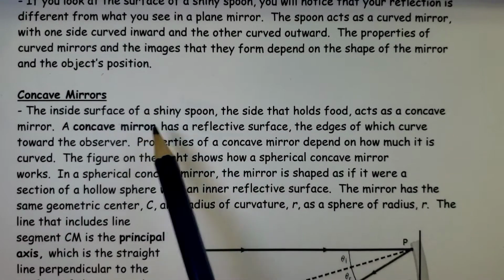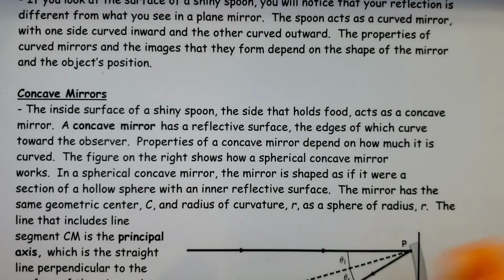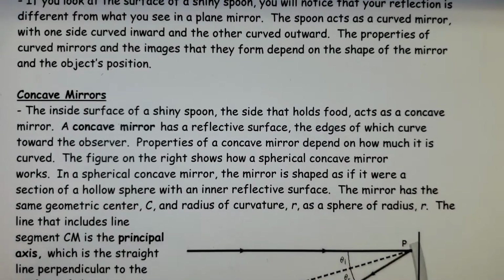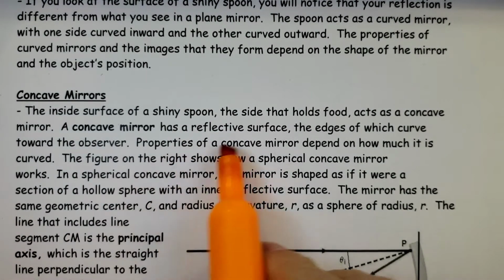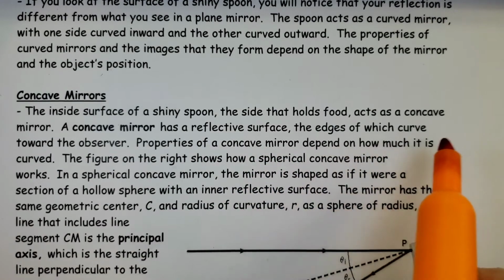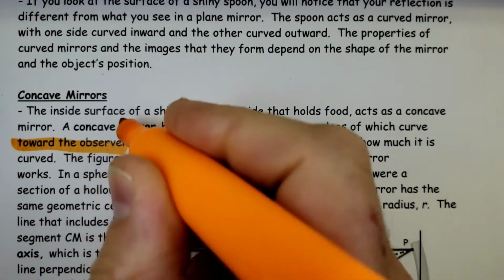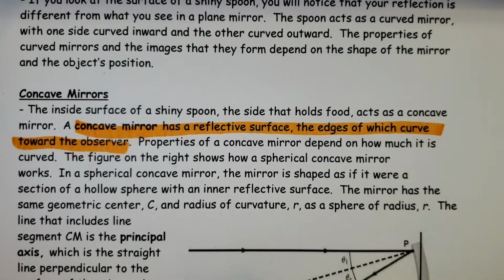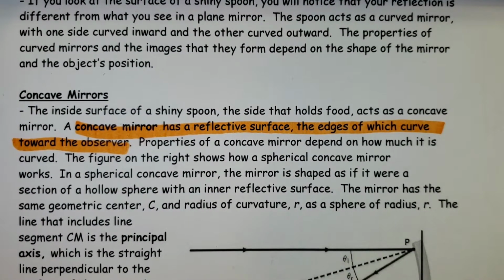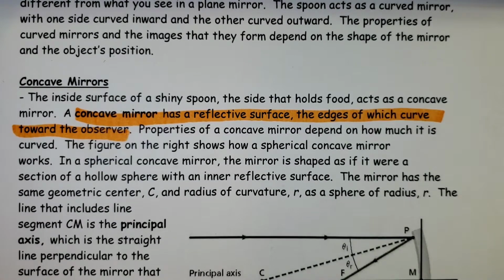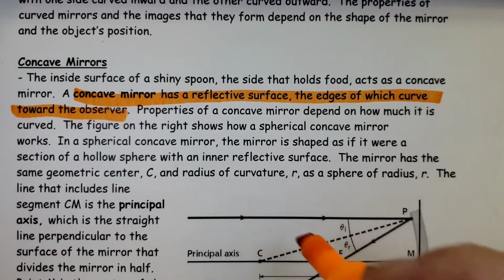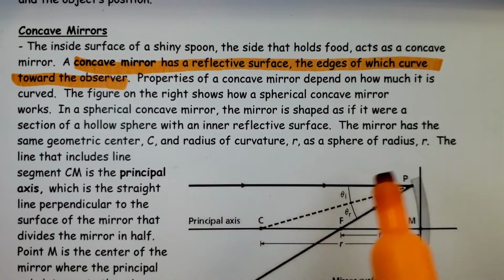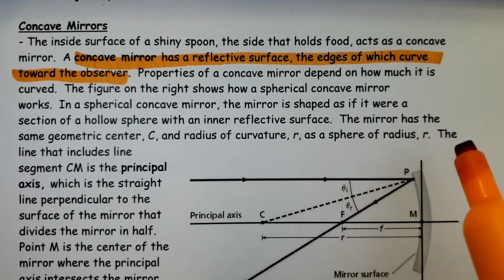The inside surface of a shiny spoon, the side that holds food, acts as a concave mirror. A concave mirror has a reflective surface, the edges of which curve towards the observer. So concave curves towards you, towards the observer, towards the object. Properties of a concave mirror depend on how much it is curved. The figure on the right, or right down here, shows how a spherical concave mirror works.